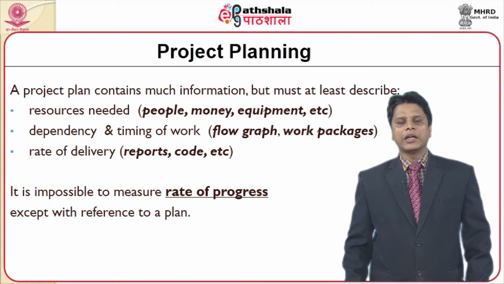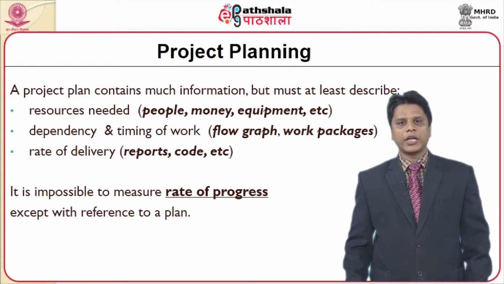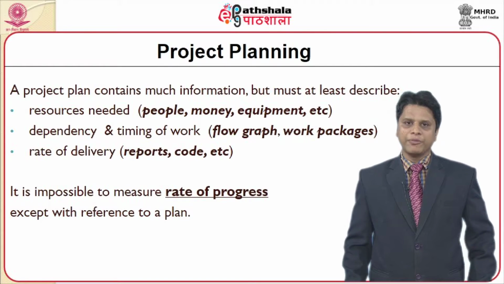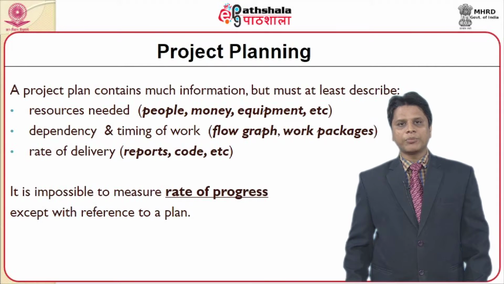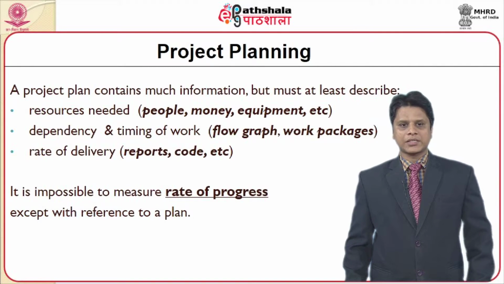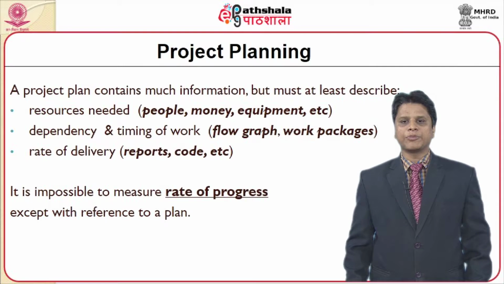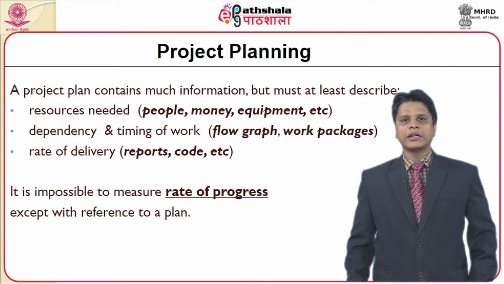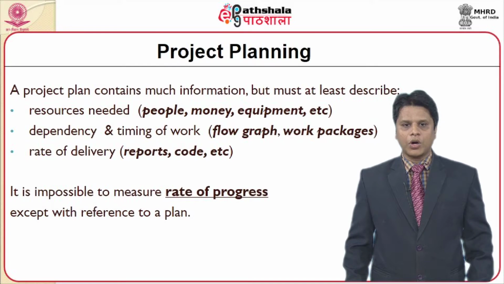The third constraint working towards this project planning would be the rate of delivery. We will not actually be plotting out the overall schedule of the project at the beginning. Although we are not able to correctly plot the time frame, the rate of delivery also plays a vital role. So we look at the reports, code, documentation, etc. Although it is worth spending time on planning for a particular project, it is impossible to measure the rate of progress except with reference to a plan. Unless we are very clear with the planning aspects, we will not be able to correctly figure out what we want to work on.